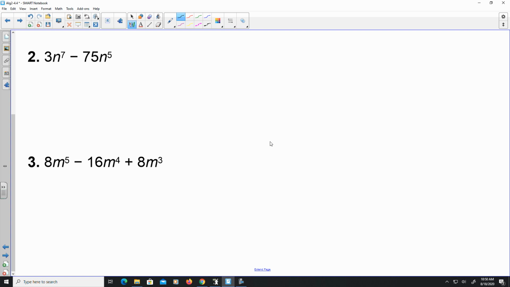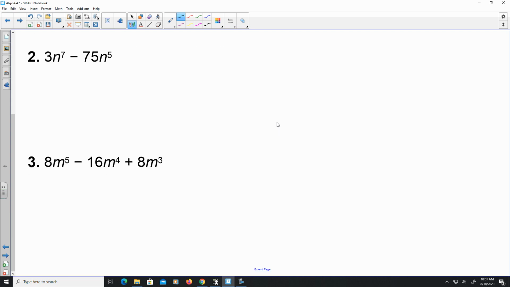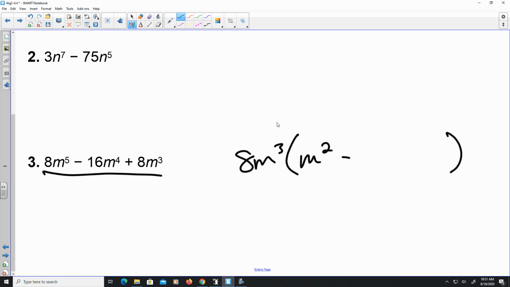Let's look. I'll do number 3 here. Again, these other ones, take a look at them, see if you can work them out. If not, again, please comment. We'll go from there. With this problem, it looks like everything's divisible by 8, so I can factor out 8, and there's an m, the smallest one's to the third, so what's left over is going to be m squared minus 2m plus 1.